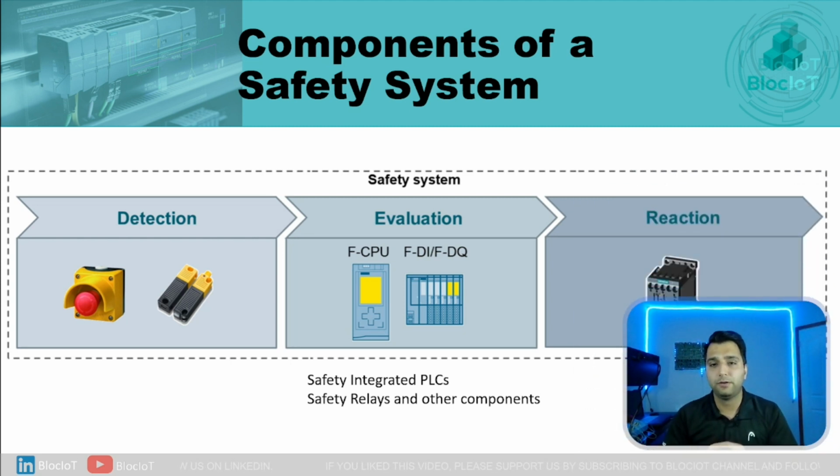And the last part of a safety system is a reaction. So once you detect an event, you evaluate it, and now you have to react based on the information that you have received and based on the logic that the programmer has implemented. The reaction can be a contactor, a solid state relay, or just a command to a VFD to speed up or down or even shut down a conveyor, for example.